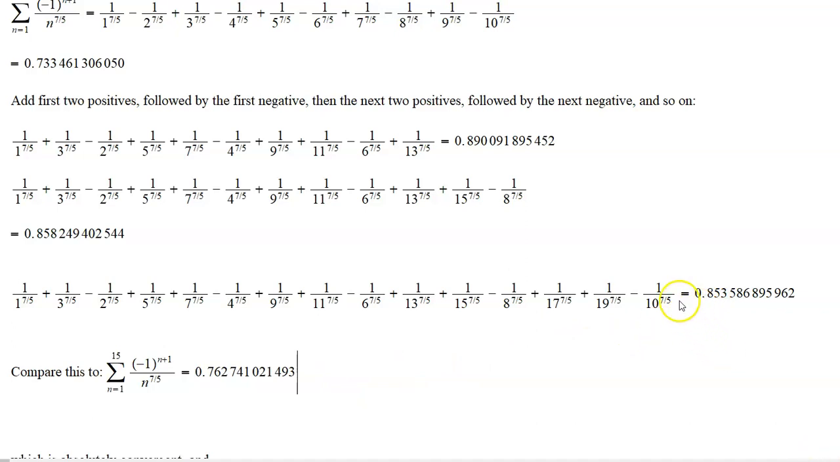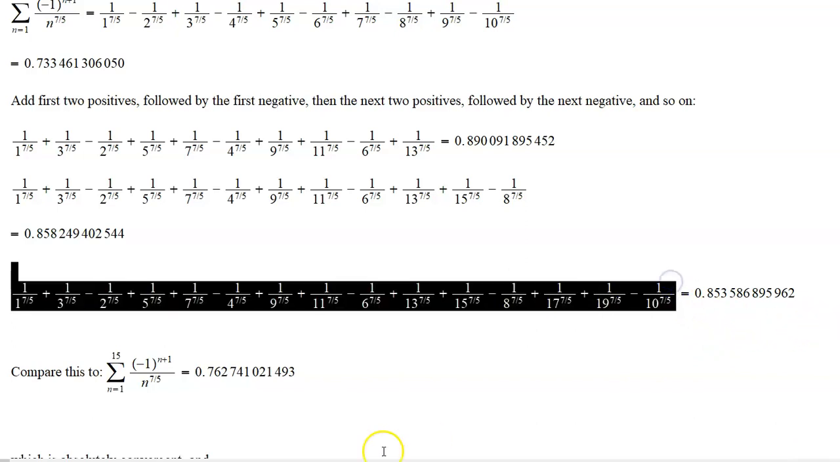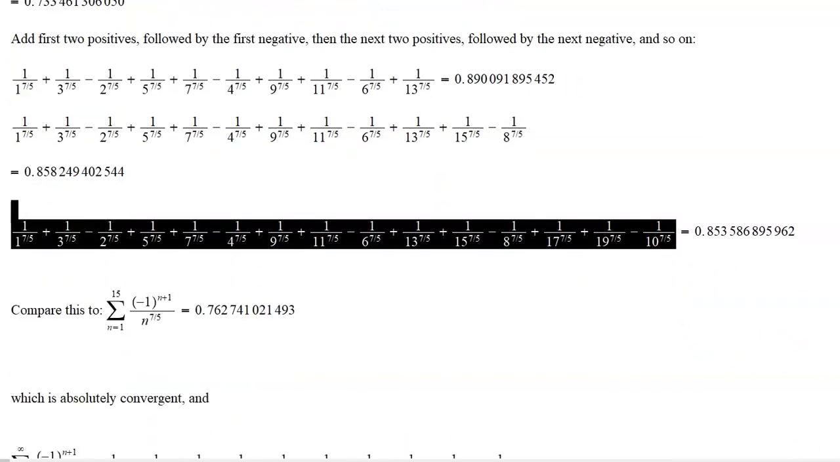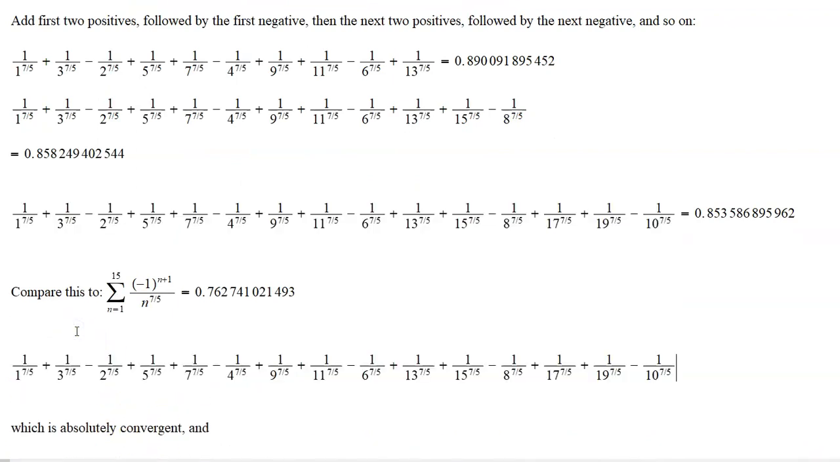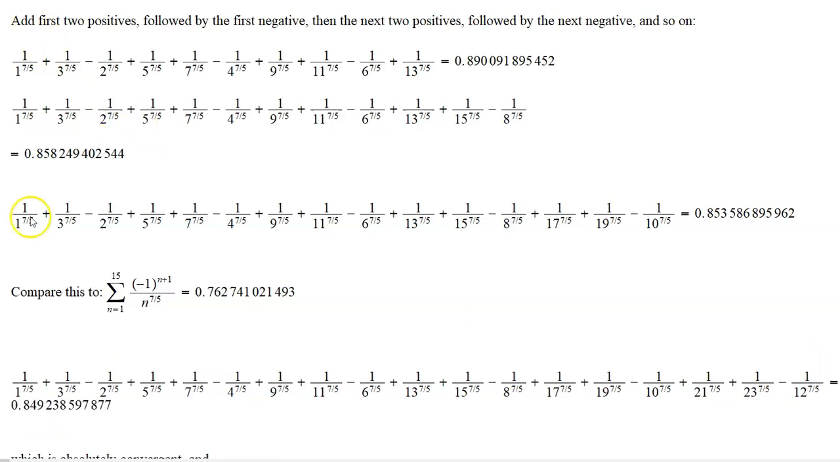Okay, shall we do one more round? Copy this. Okay, scoot out of the way. Next, what do we have? After 19, we have 21 and 23. And after 10, we have 12. Ooh. How much do we get? 0.84. Ooh. Still, it's a little bit smaller.